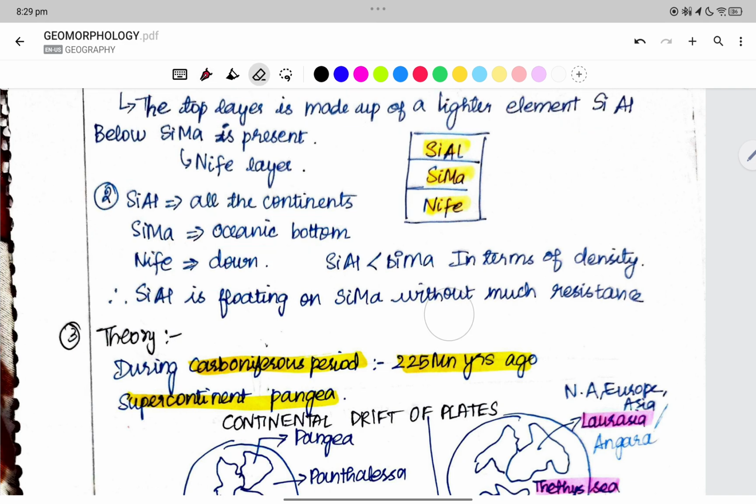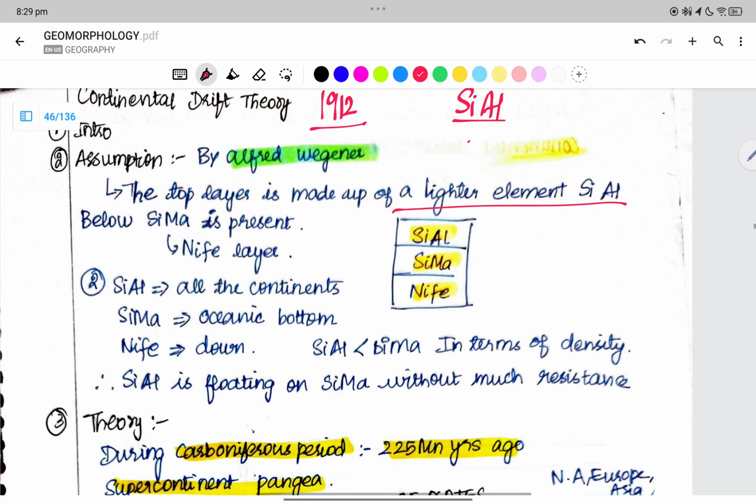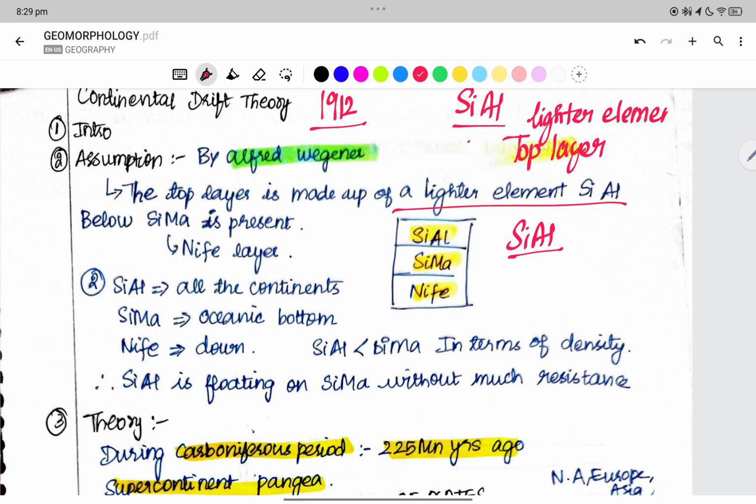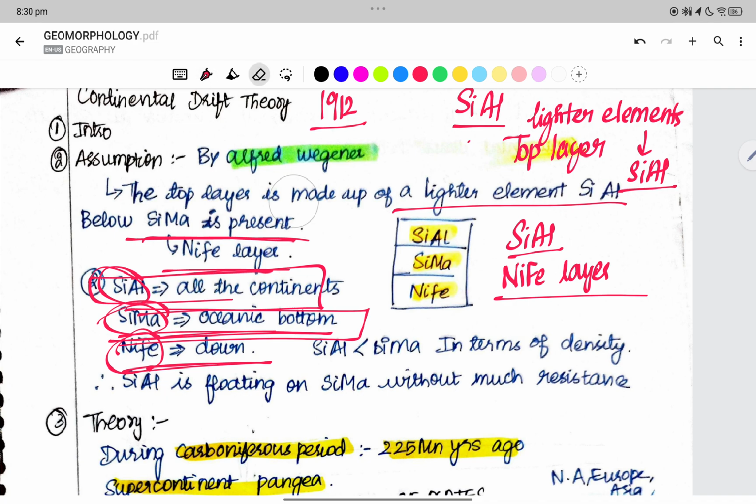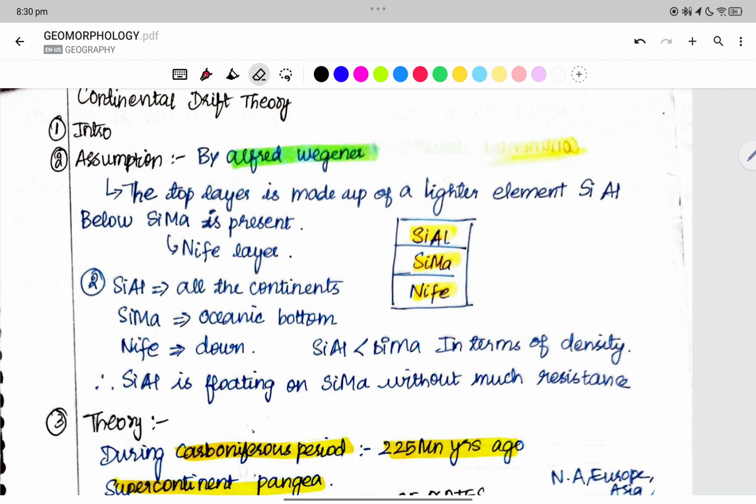The top layer is made up of the lighter elements, and the lighter element is called Sial. Below the Sial, Sima is present, and below the Sima we have the Nife layer. Sial, Sima, and then the Nife at the bottom. Sima is where we have the oceanic bottom, Sial is where we have all the continents, and Nife is the core.